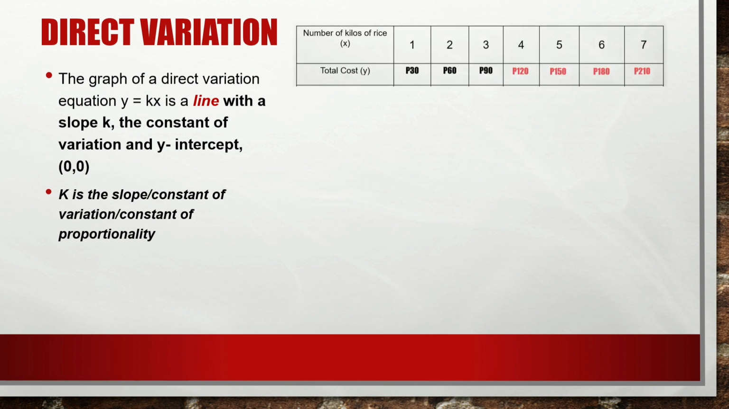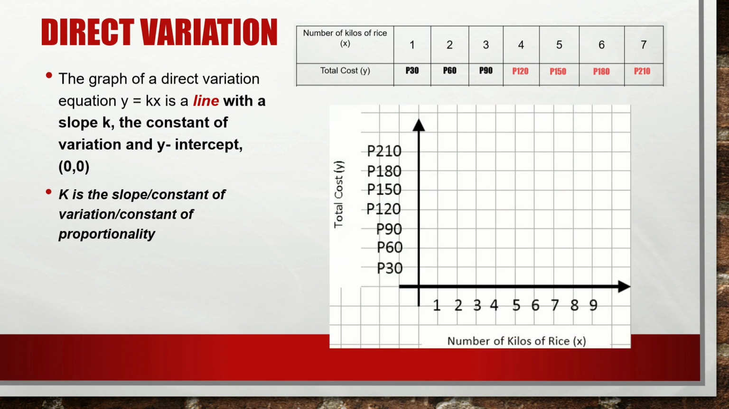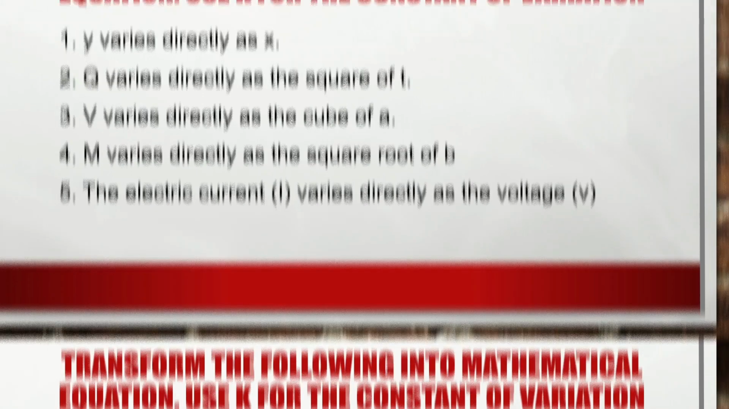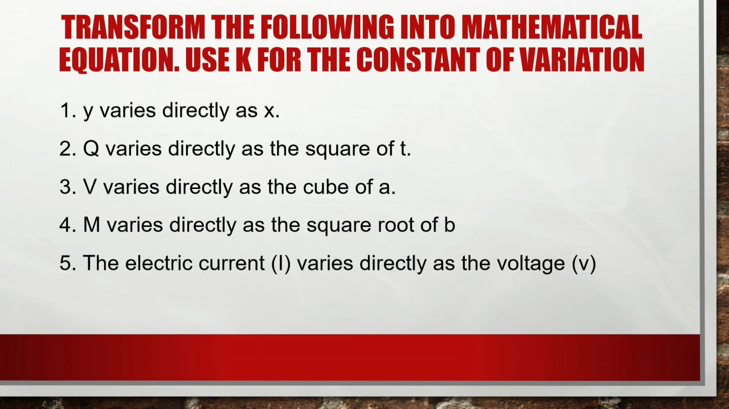In our previous example, if we're going to plot it on the number line, first we have 1 kilo of rice costs 30 pesos, 2 kilos of rice cost 60 pesos, 3 kilos of rice cost 90 pesos, and so on. Notice that if we plot this, it will form a straight line. And it shows that this example is a direct variation that passes through the origin.